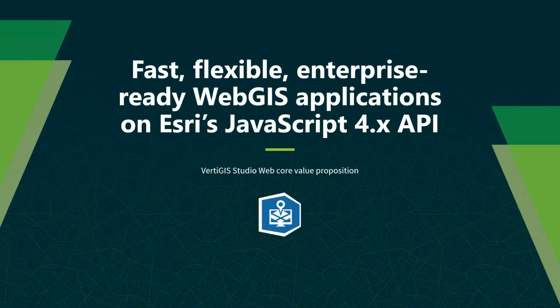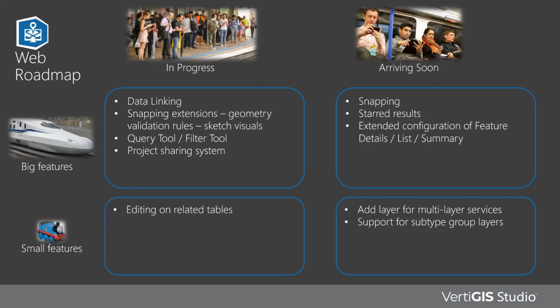What's coming on the website? I've already spoken to you mostly, I think, about the right-hand side of this, so snapping star results, extended configuration options for feature details, feature list, and feature summary, the add multi-layer services, support for subtype group layers. I did not specifically speak to. This is a specific new thing that Esri has done as part of the utility network. I won't get into the details of it, but it's just a different way of doing subtypes that we needed to make sure worked well with web.